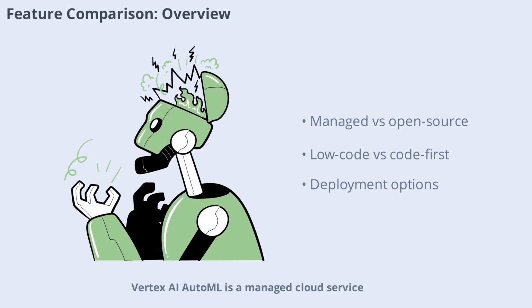Let's look at the main features of each tool. Vertex AI AutoML is a managed cloud service, offering a low-code interface and strong deployment support. AutoGluon is open source, focused on tabular data, and uses a code-first approach. Auto-sklearn is also open source, built for scikit-learn workflows, and offers advanced search and configuration options. Each tool is tailored for different types of users and projects.